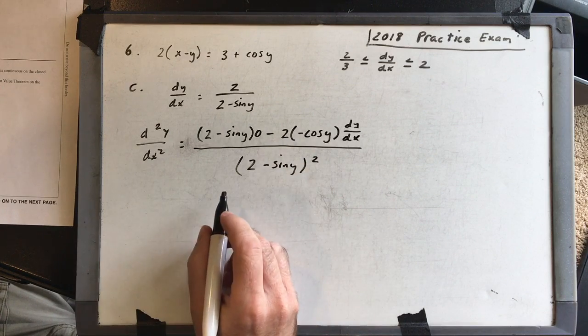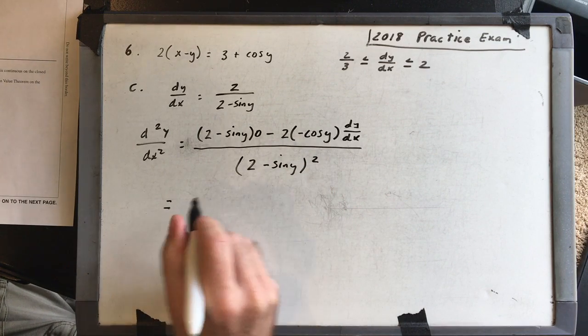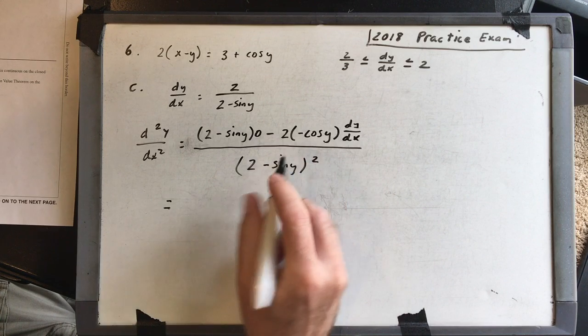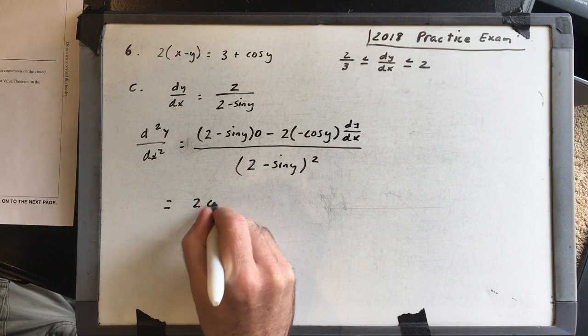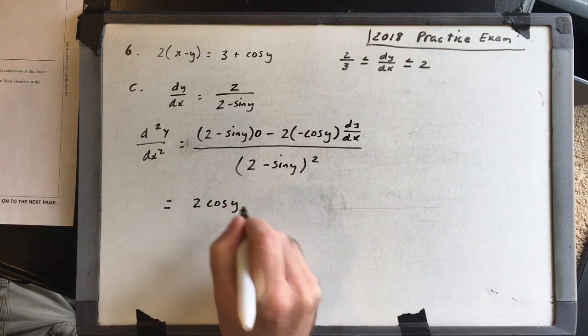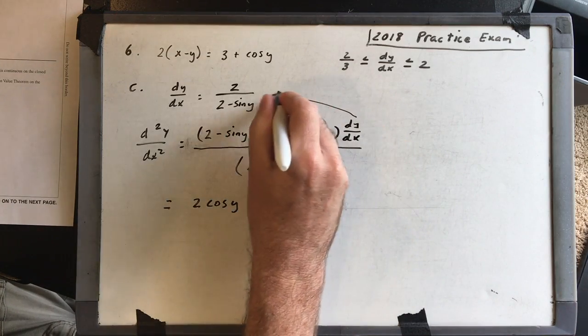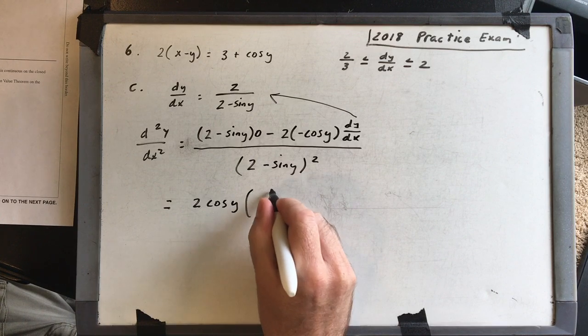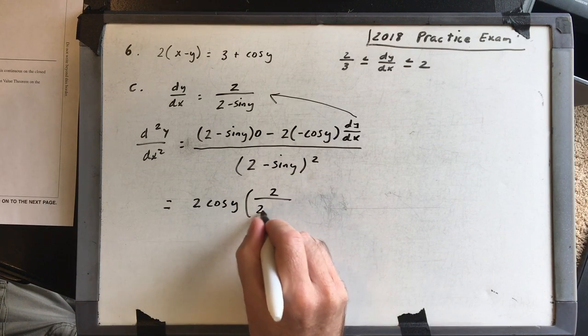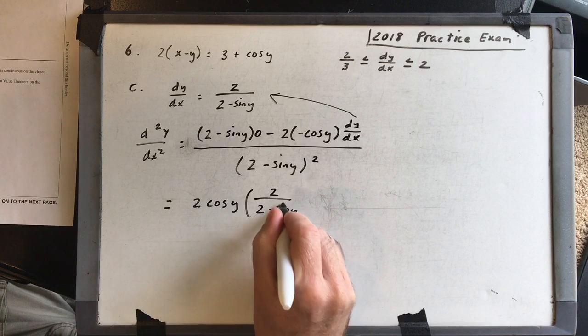Okay, so the 0 makes this whole part go away. Negative negative is a positive, so what you would have is positive 2 cosine y. And then we know that dy dx is just this, so I've got to plug that in: 2 over 2 minus sine y.